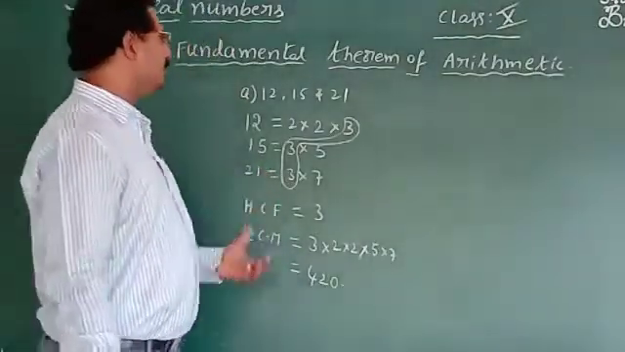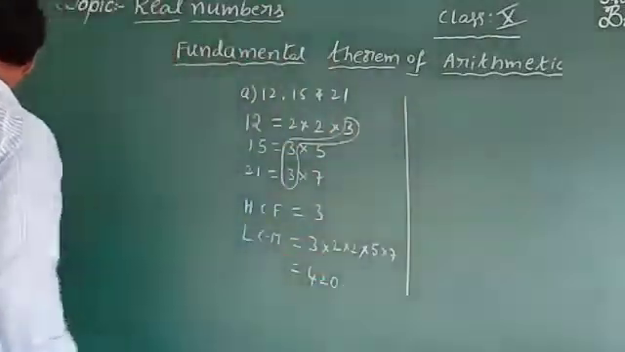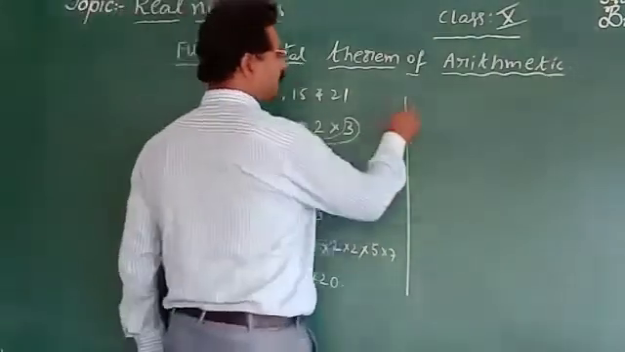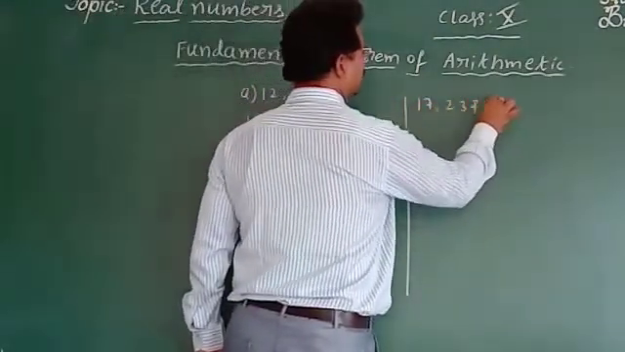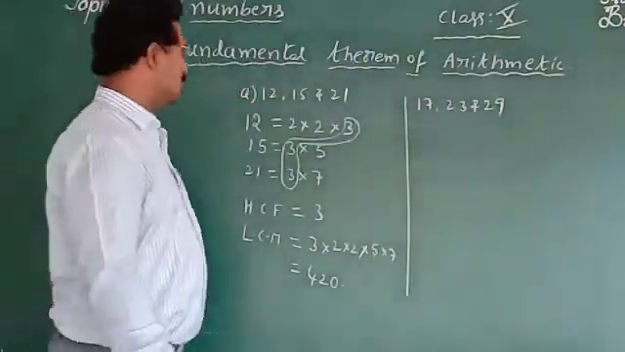This is how we do it by the prime factorization method. For example, see the next one: 17, 23 and 29. How to write the HCF and LCM of these three?